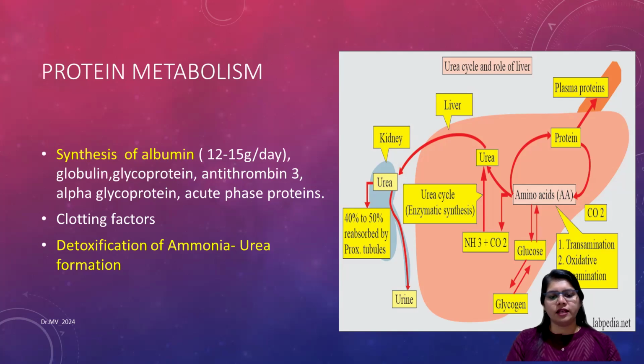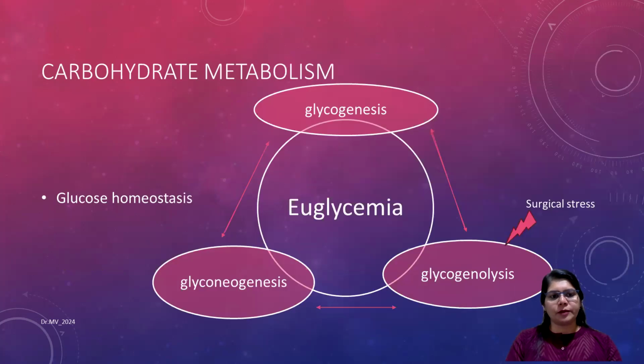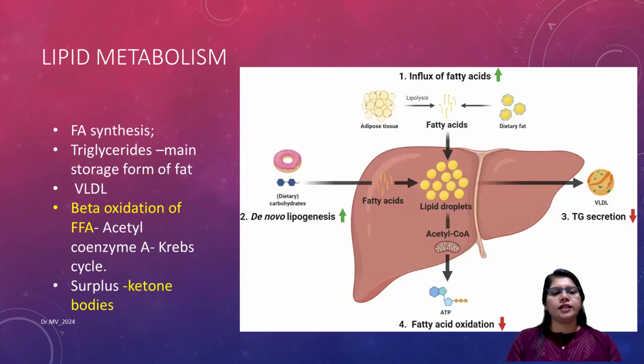That also happens in liver. So coming to carbohydrate metabolism, our liver helps in the glucose homeostasis. It maintains the glucose homeostasis during fasting by gluconeogenesis and formation of ketone bodies. Basically, it gives us a euglycemic level.